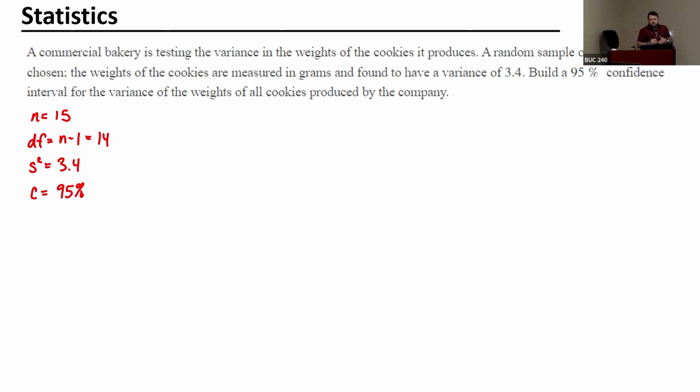Now let's look at what we're gonna have to deal with. We're gonna have to deal with this little formula here of n minus 1 times s squared all over this chi-squared alpha over 2. I know I'm dealing with variance because did you see the word standard deviation in there anywhere? Did it ask for standard deviation? No. Everything is based off variance right now. So I know that this is the formula I'm looking at.